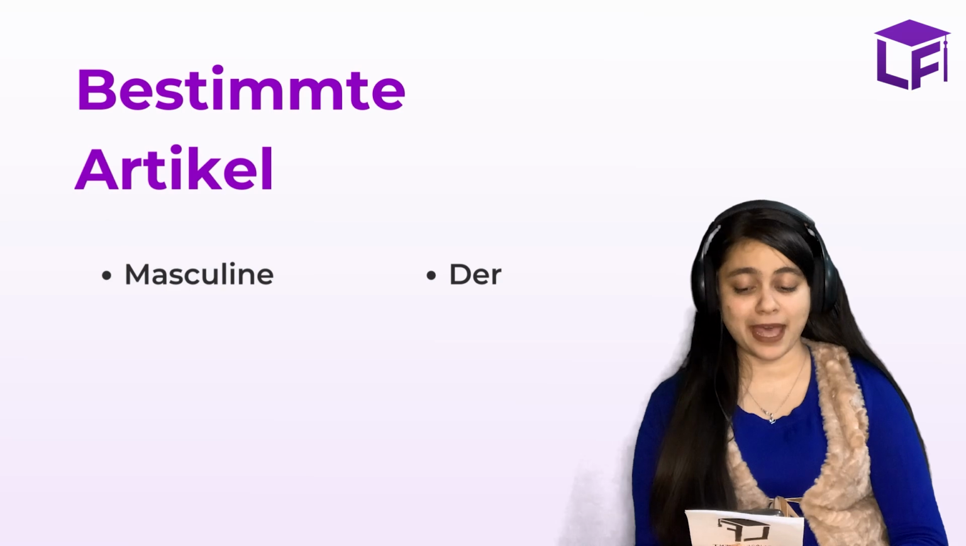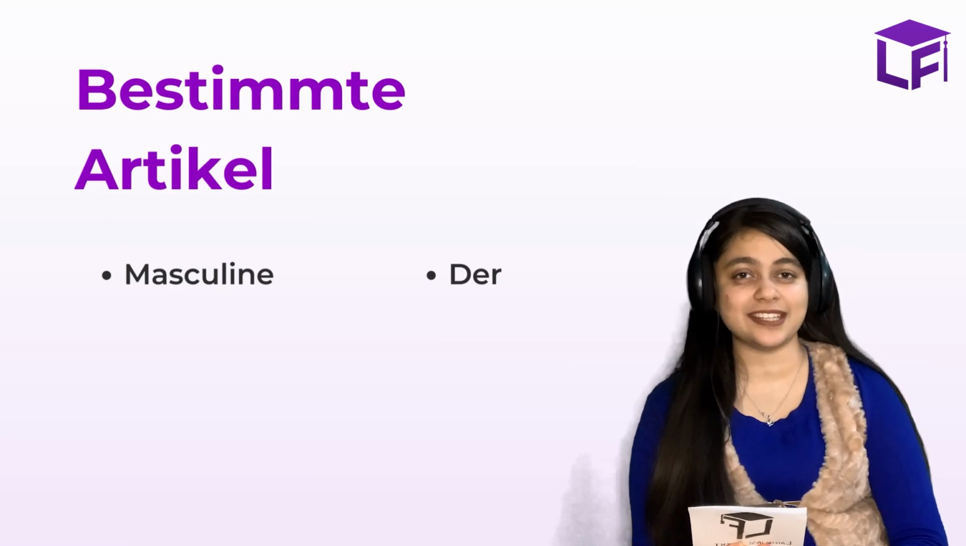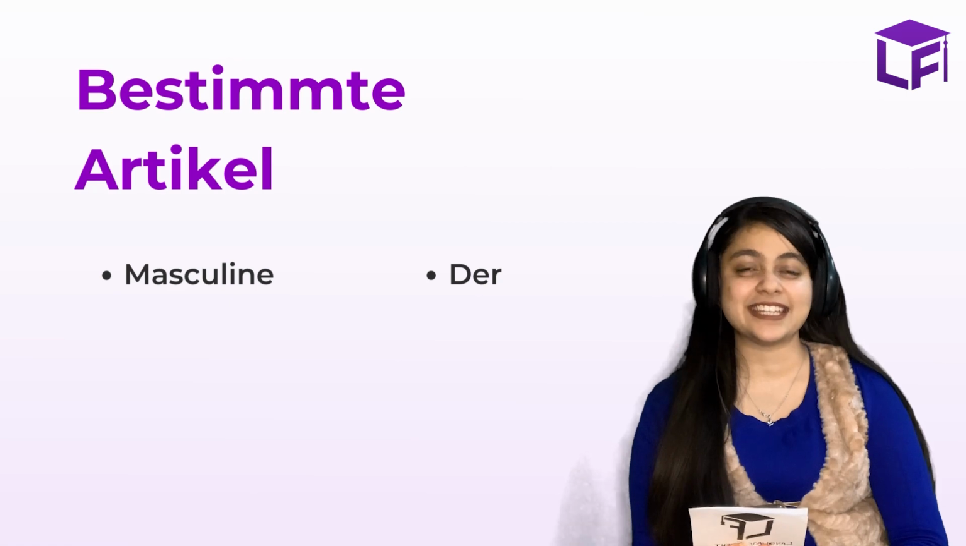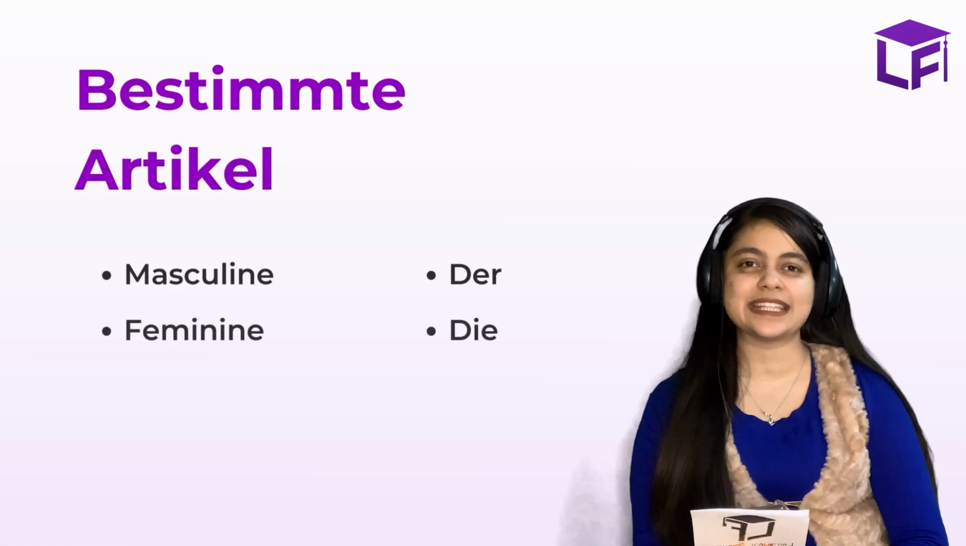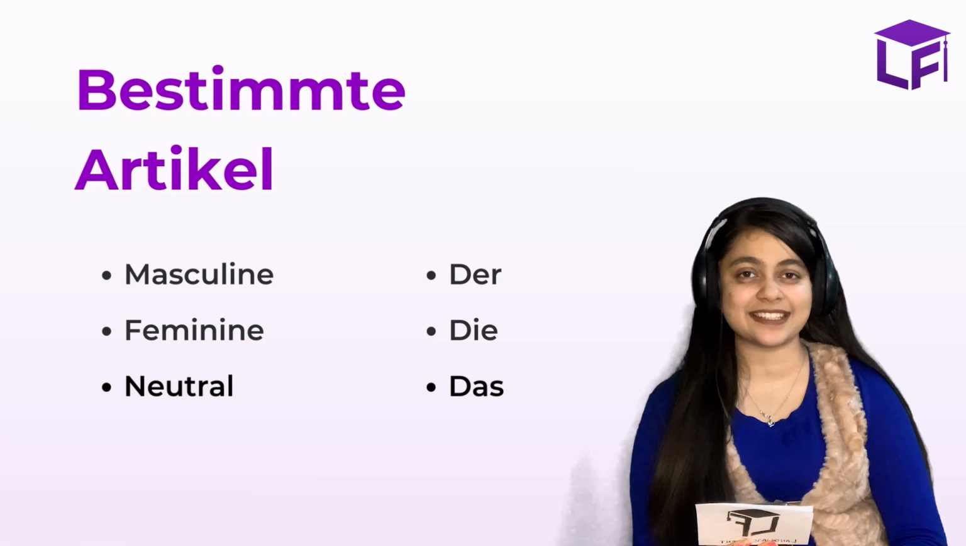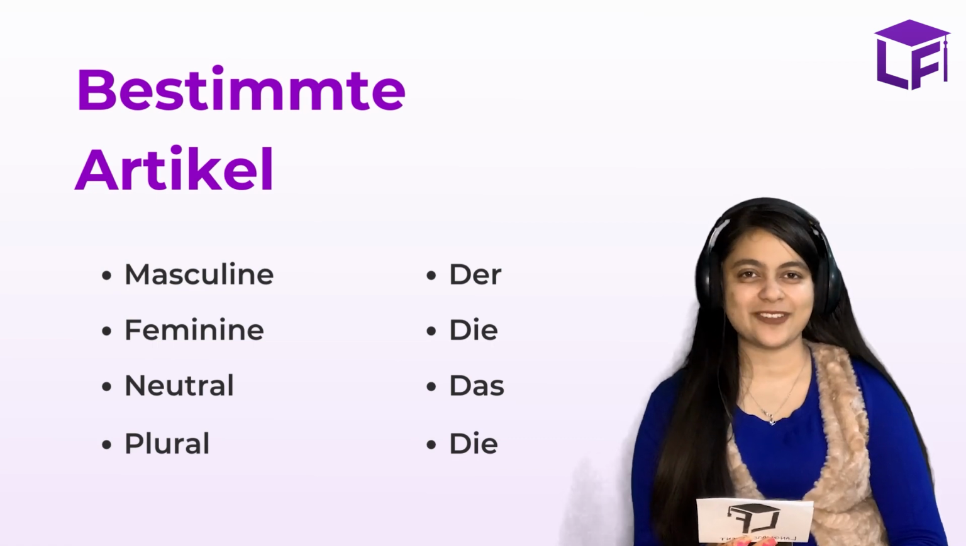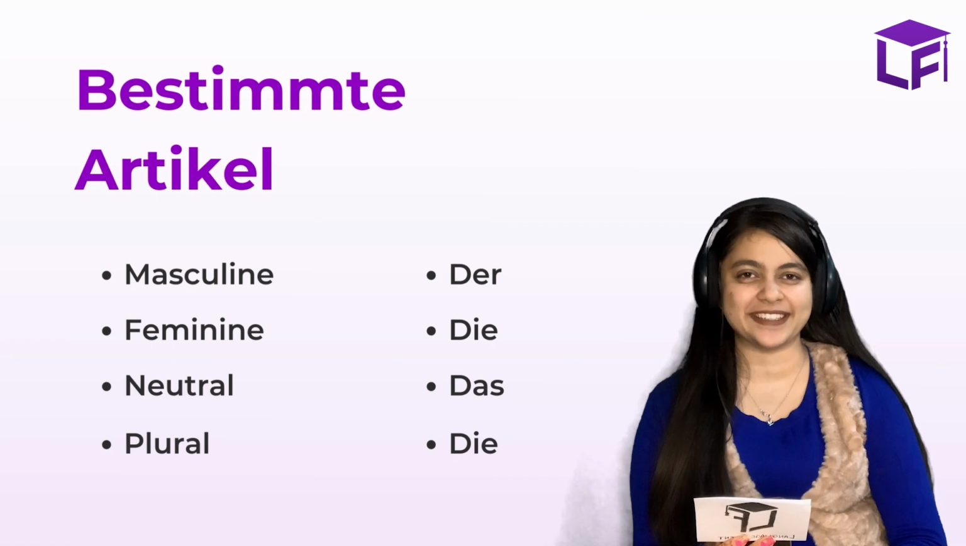So, in the masculine gender, the article that we use is der. Der. For the feminine gender, we use die. For the neuter one, we use das. And for the plural bestimmte article, we use die, which is similar to the feminine one.